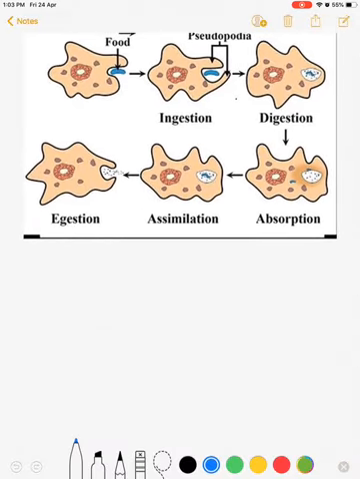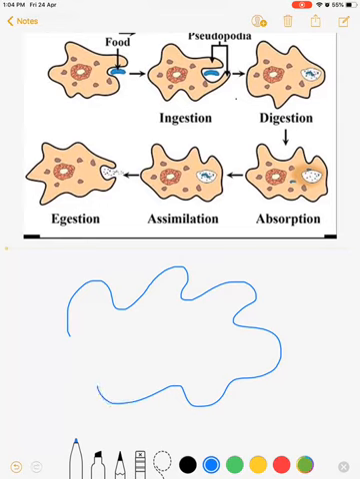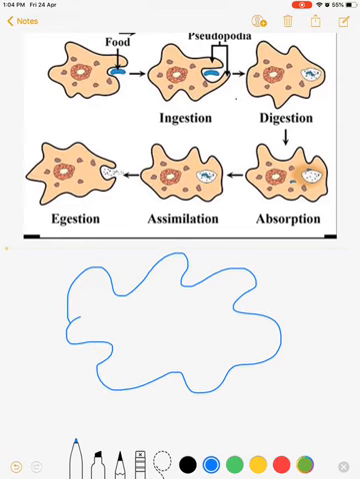Amoeba is a microscopic single-celled organism found in pond water. This is the cell membrane of the amoeba, this is the nucleus of the amoeba, and this is the cytoplasm. This is the basic structure of a cell, I am telling you.